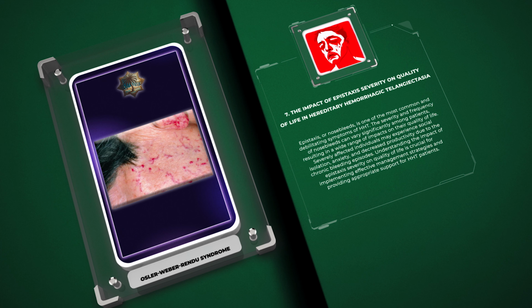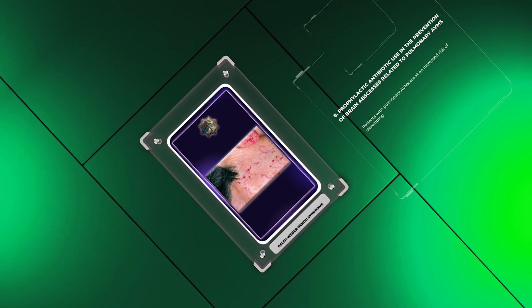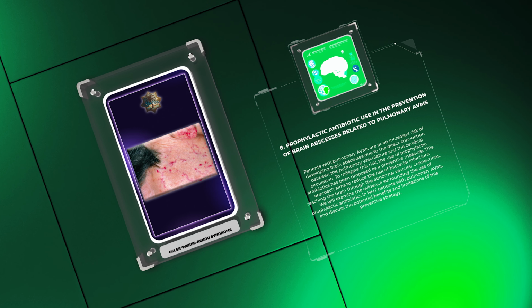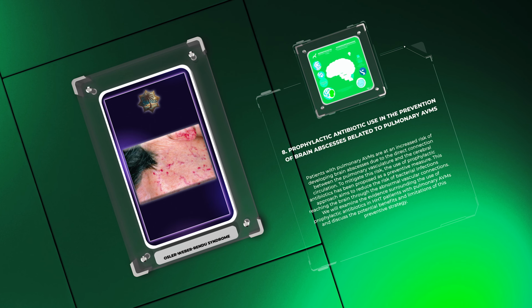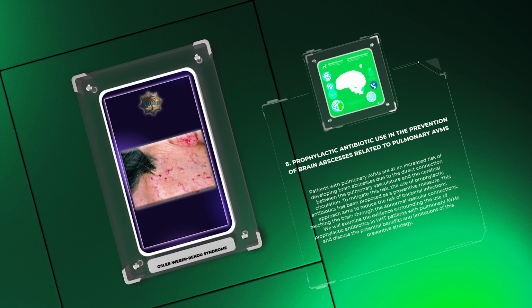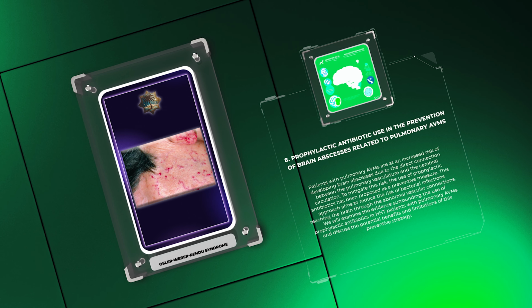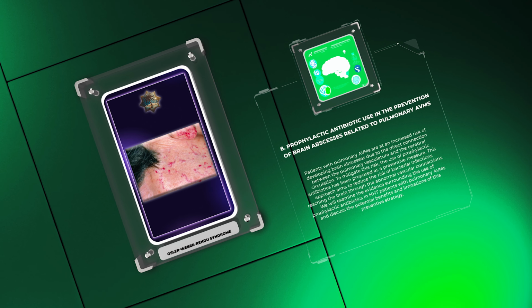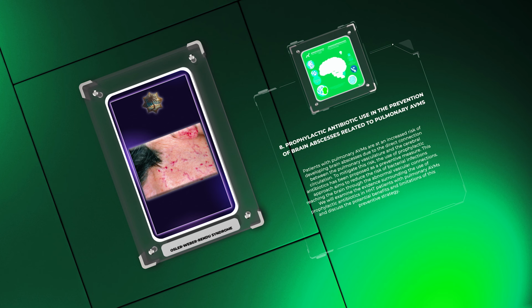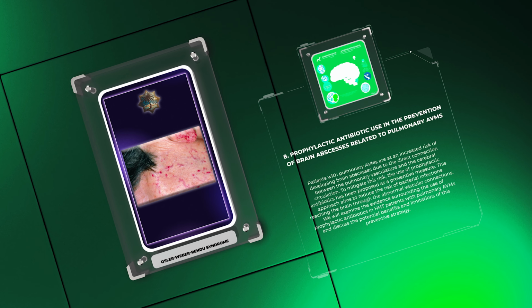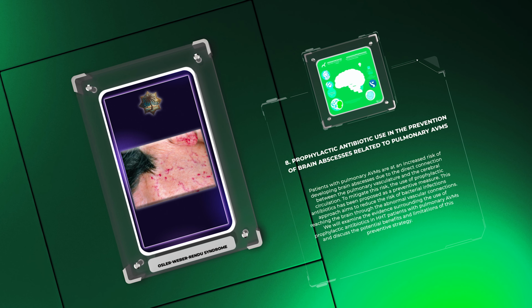Patients with pulmonary AVMs are at an increased risk of developing brain abscesses due to the direct connection between the pulmonary vasculature and the cerebral circulation. To mitigate this risk, the use of prophylactic antibiotics has been proposed as a preventive measure. This approach aims to reduce the risk of bacterial infections reaching the brain through the abnormal vascular connections. We will examine the evidence surrounding the use of prophylactic antibiotics in HHT patients with pulmonary AVMs and discuss the potential benefits and limitations of this preventive strategy.